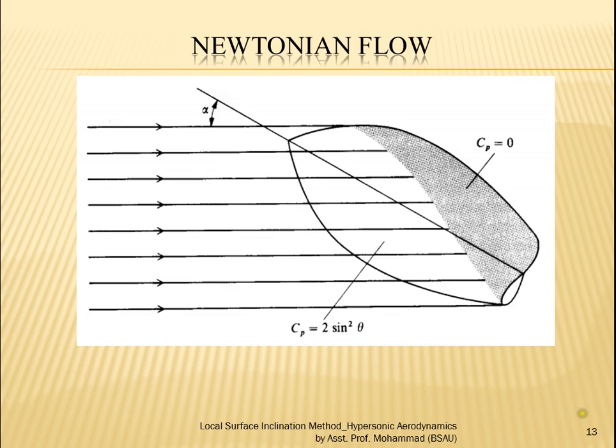And this fact is also observed that after deflection, the flow has to become parallel to the surface, and all the momentum normal to the surface is lost, and all the momentum along the surface, or parallel to the surface, is preserved. And based upon this fact, we found that the Cp is actually 2 sine square theta.